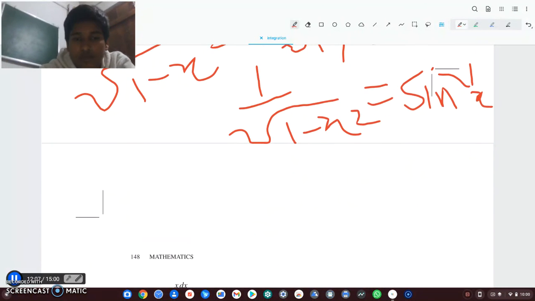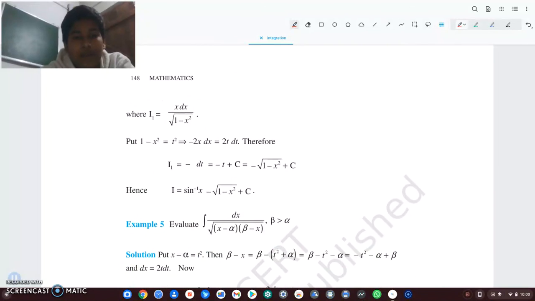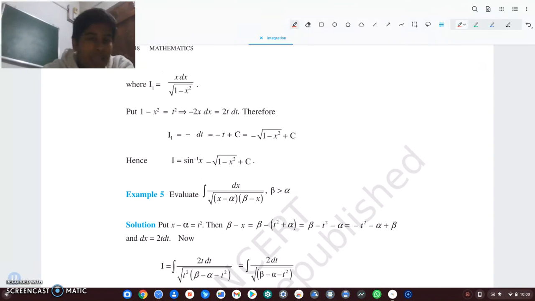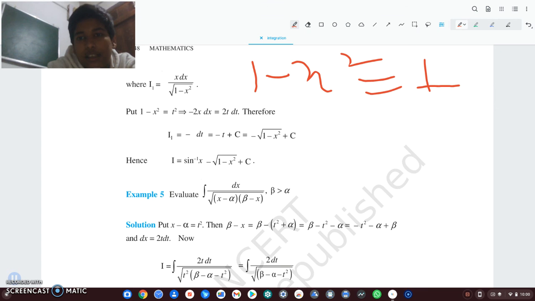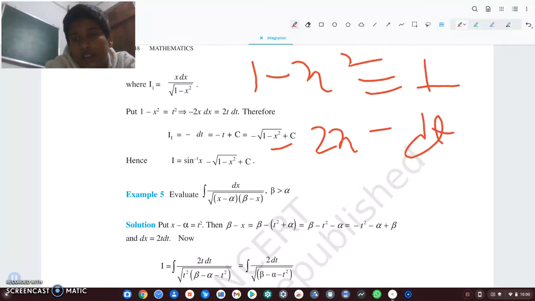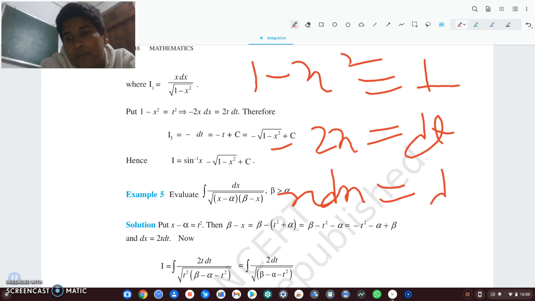Moving further, here we see one more question. We can take 1 minus x square as t, and then dt equals minus 2x dx. The constant doesn't matter, so we can write x dx equals minus dt upon 2. Like this, as I wrote.